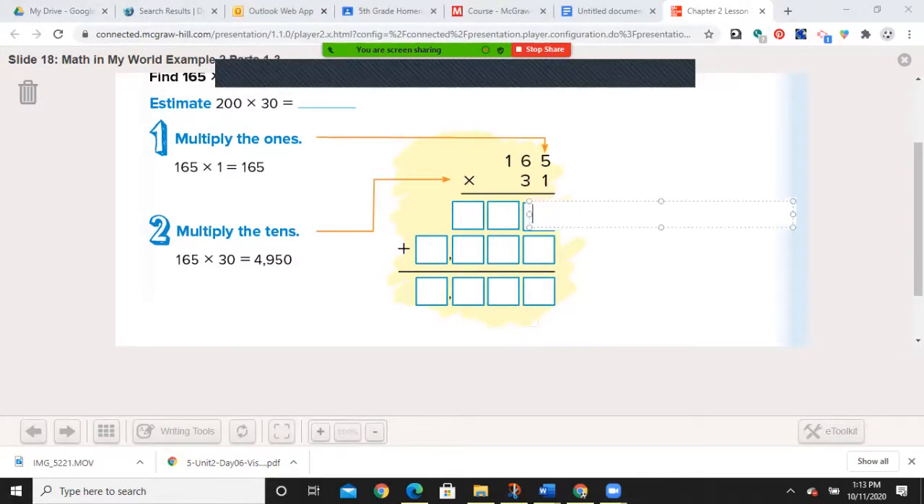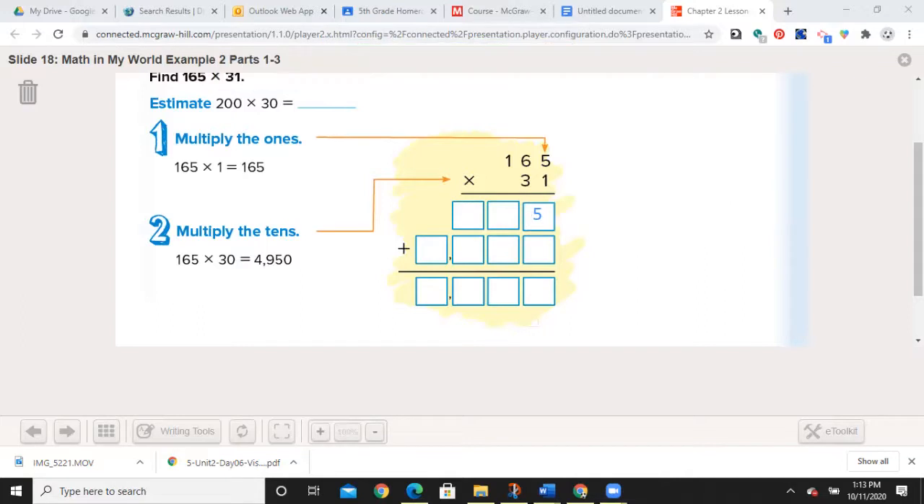5 times 1 is 5. 6 times 1 is 6. And 1 times 1 is 1. If you remember our identity property of multiplication, anytime you multiply by 1, you already knew it was going to be 165. Now I multiply the tens, which is really 165 times 3 times 10.